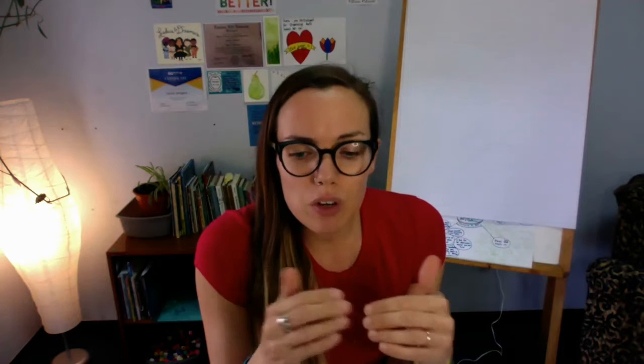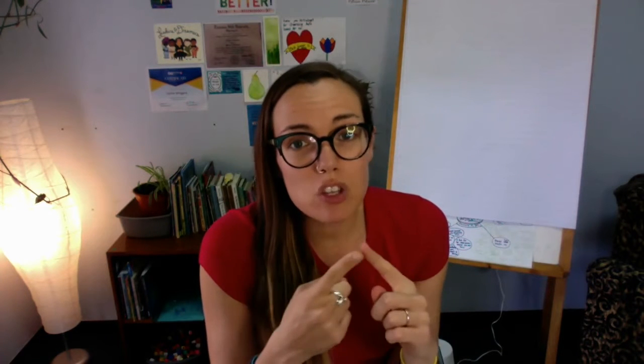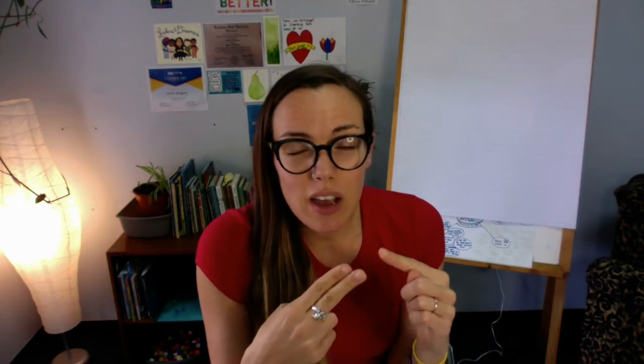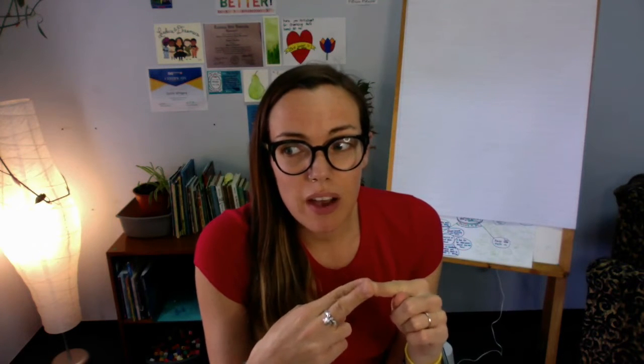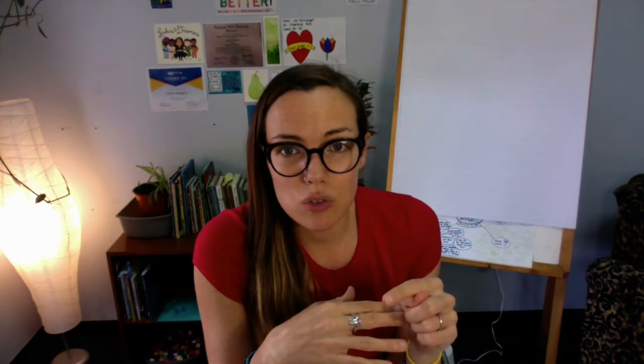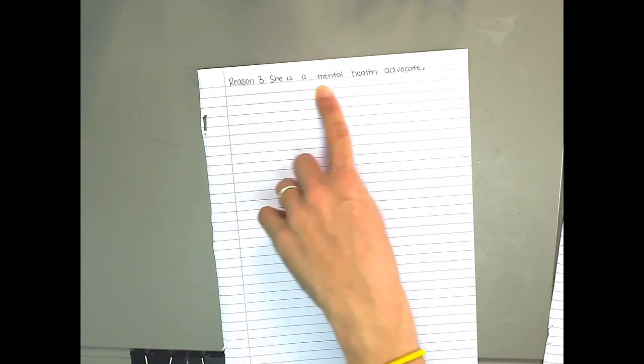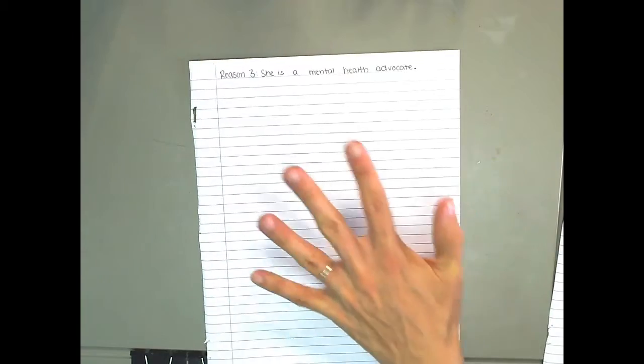So now I want to write long about that. I'm going to use my notes from my reader's notebook. And as I'm writing, I'm also going to think about anything else I might need to do some research for. Okay, so I'm going to show you how I do that now. Okay, so here I have my drafting paper. I have reason 3. She is a mental health advocate across the top. That's what my third paragraph is going to be all about.